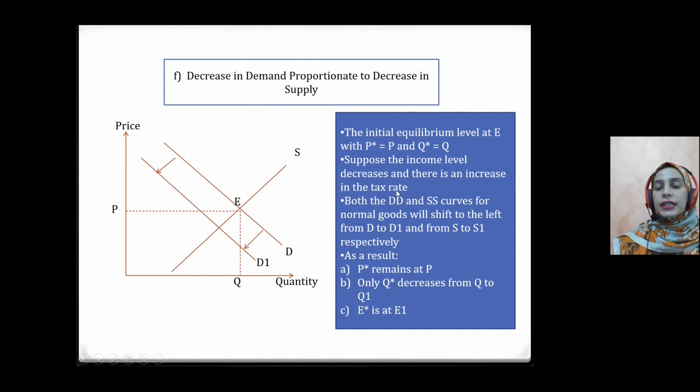And when tax increases, the cost of production will increase. So the supply for normal good will decrease. The supply curve shift to the left from S to S1. So here there is new intersection, S1 and D1 at here. So as we can see here, there is no change in the price, but the quantity reduces from Q to Q1.